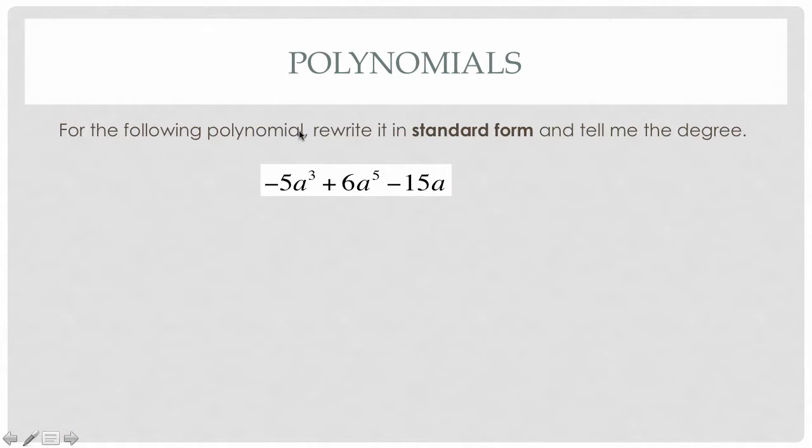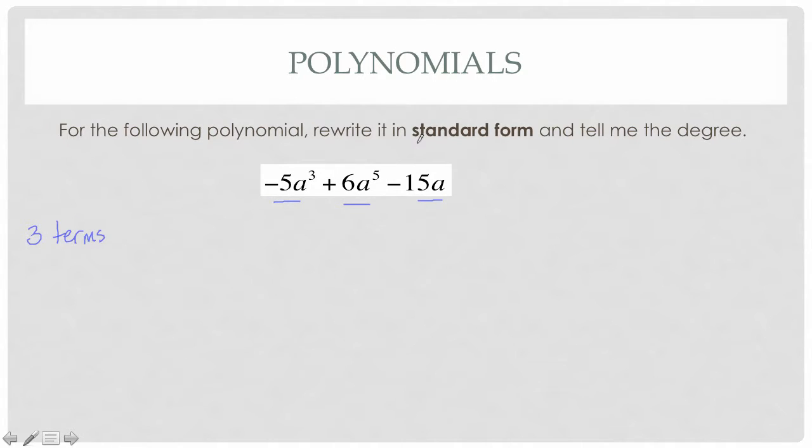Let's take this polynomial and let's understand what's going on here. First of all, how many terms does this polynomial have? Well, I'm going to count three things being added or subtracted. 1, 2, 3. So this is 3 terms.